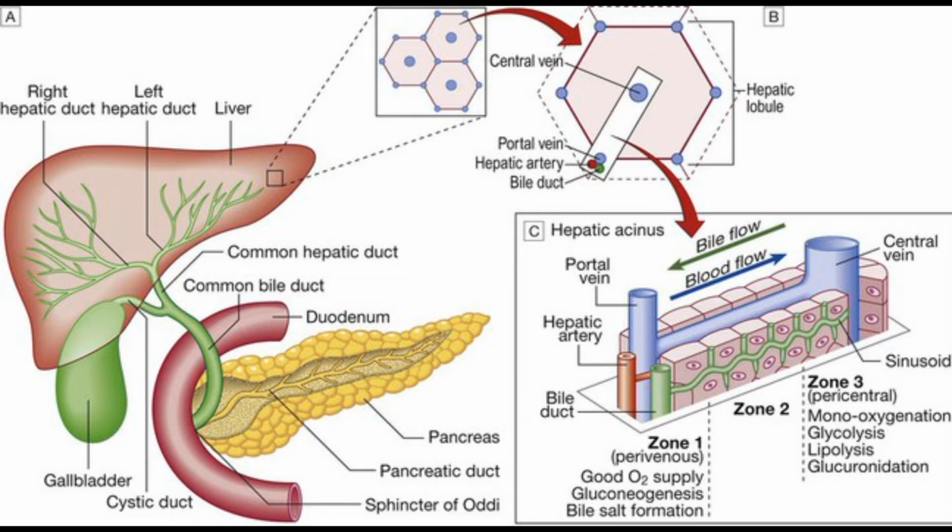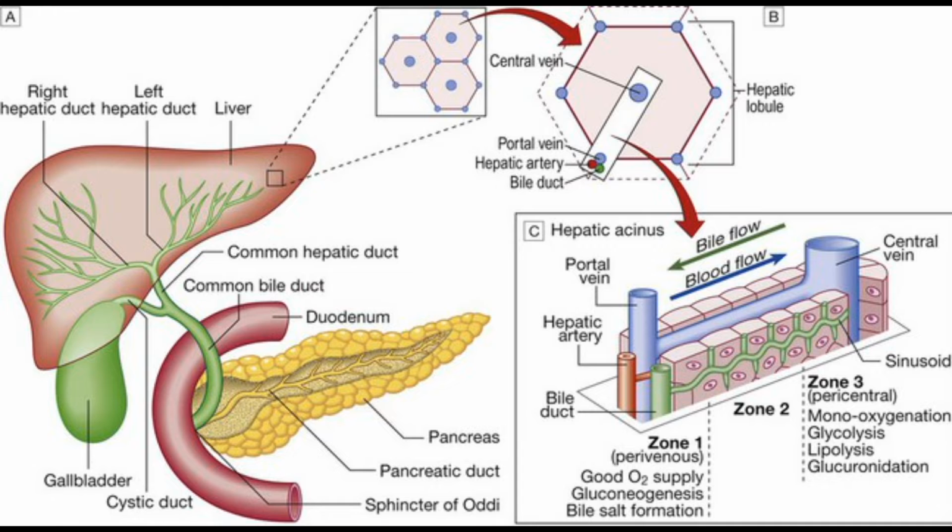The central vein takes the blood from the center of the hepatic lobule and drains into the sublobular veins, and these sublobular veins join to form the hepatic vein, and the hepatic vein drains into the inferior vena cava finally. And the blood which is drained from the hepatic vein into the inferior vena cava is deoxygenated blood, purely deoxygenated blood.